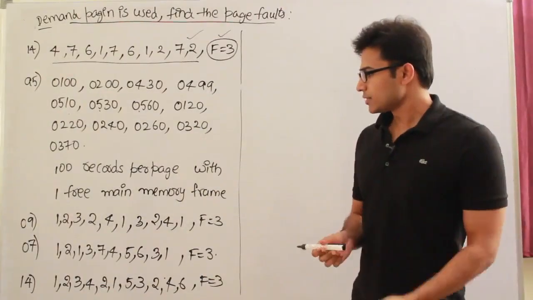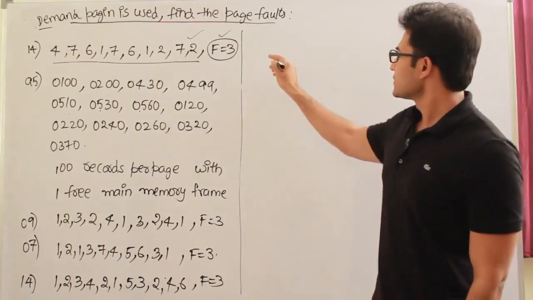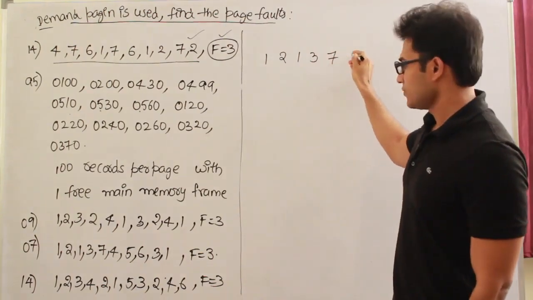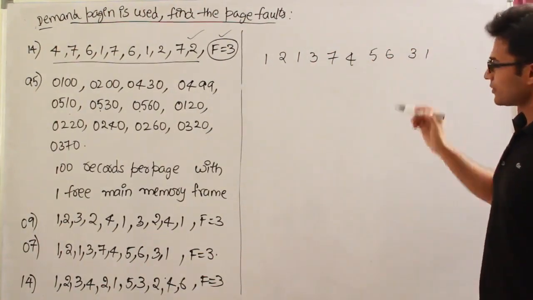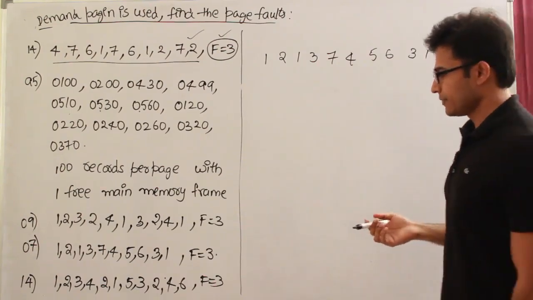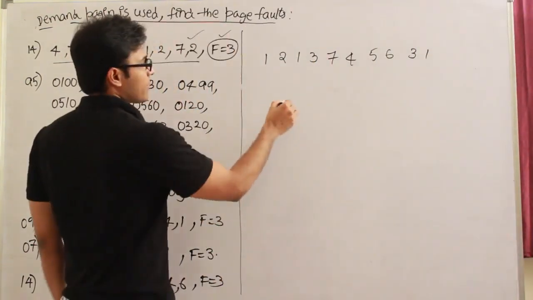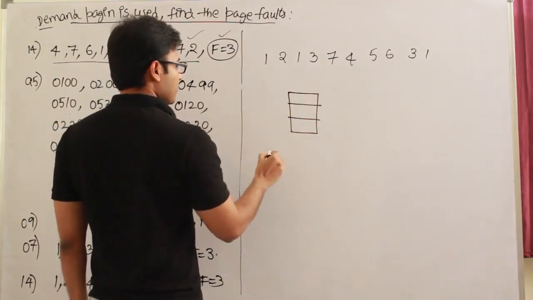Now let's solve the next question given in GATE 2007. The reference string is 1 2 1 3 7 4 5 6 3 1, and the number of frames is 3 as usual. I don't know why they picked this number 3. Now let's solve it with first optimal.